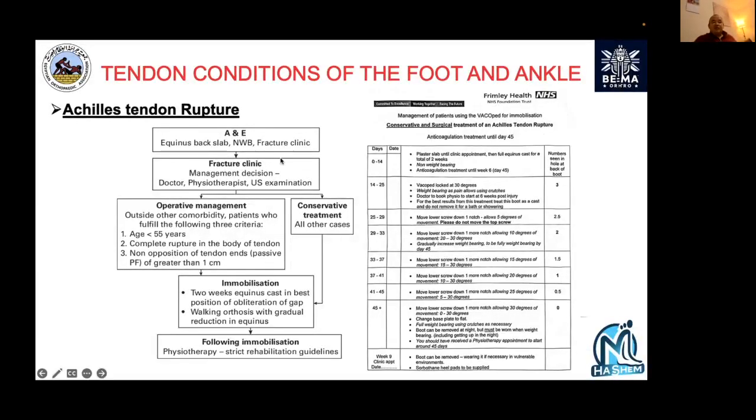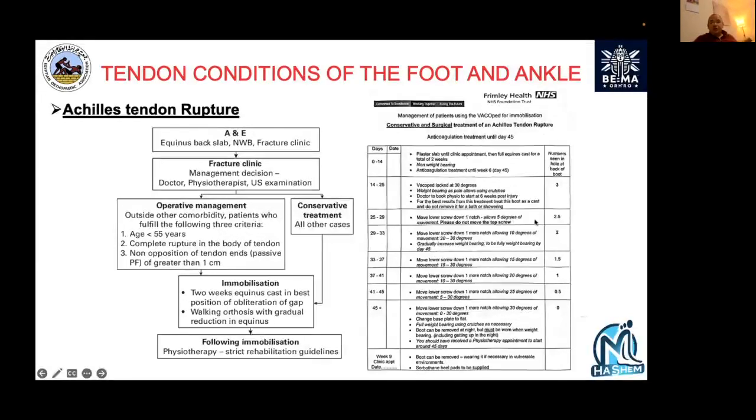So if the patient is generally okay, well and fit, less than 55, complete rupture, and the gap is more than a centimeter, the SMART protocol says operative. If not, conservative. Conservative will be the vacuum protocol and accelerated rehabilitation. My own way, as I explained, is still the SMART protocol, but in a different way. I use my clinical assessment before I need an ultrasound, just to shorten the time until the patient has a decision.